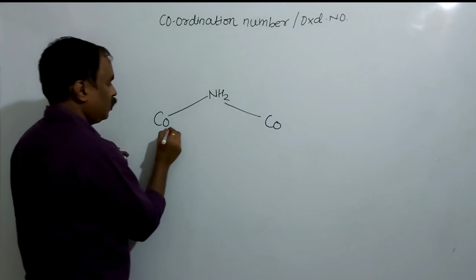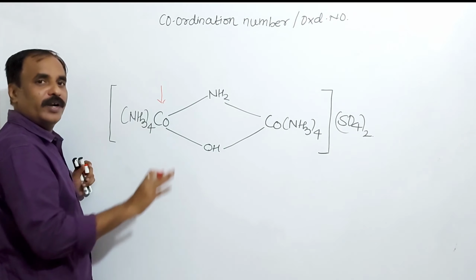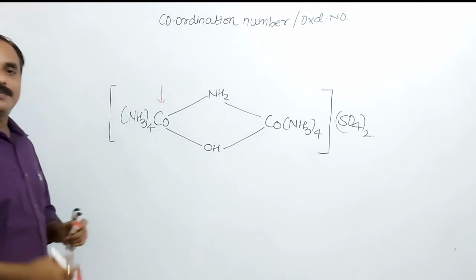Then how to find the oxidation number and coordination number? Take this cobalt. Ammonia is monodentate, OH is also monodentate, and this is also monodentate. So the total number of coordinate bonds to this cobalt is 1, 2 and 4. Here the coordination number of cobalt is 6.